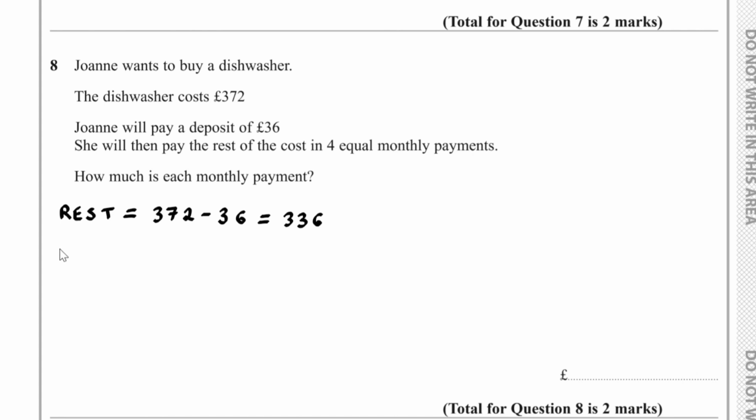And what's happening is I'm paying £336 in 4 equal monthly payments. So, for the payment, we've got 336 divided by 4, which is equal to 84.